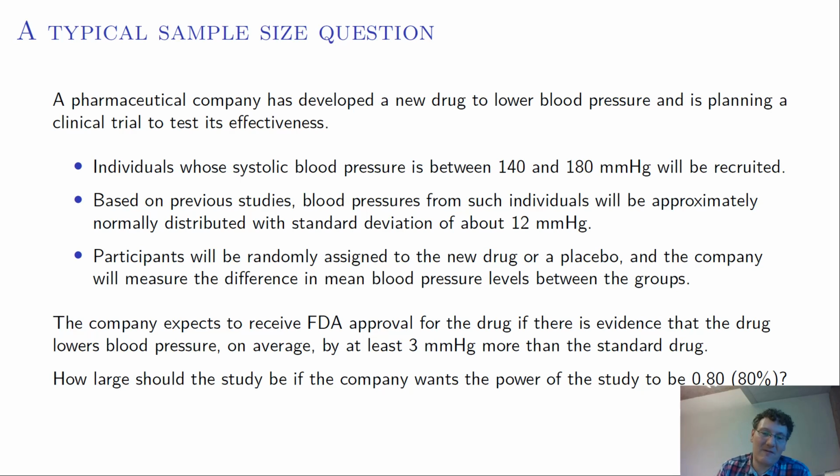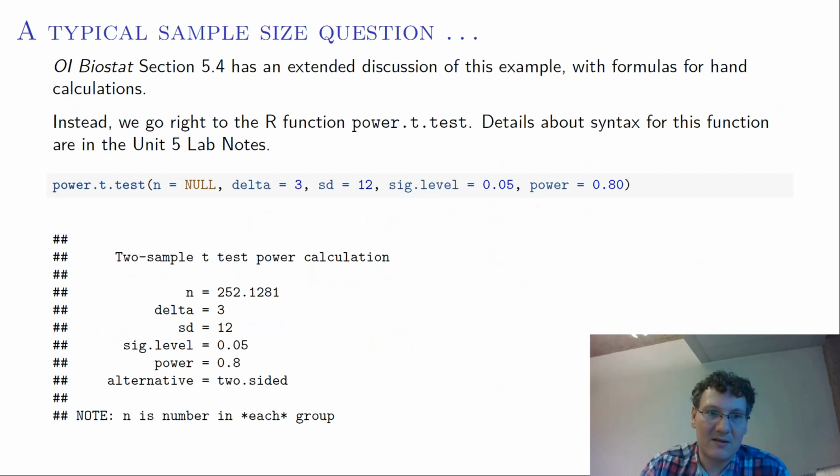If the company wants to be able to detect an effect size of at least 3, how large should the study be? If the company wants the power to be 0.80, we'll be able to calculate this power.